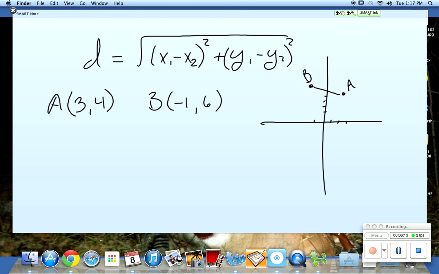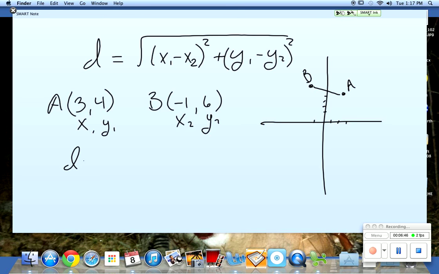We know that this is x1 and this is x2. Can we switch those around? Call this x2 and this x1? Yeah, we can. Here's y1 and here's y2. We can plug that into the equation and we can figure that out. All right, we plug this in. We have the square root. We have the distance of these two.